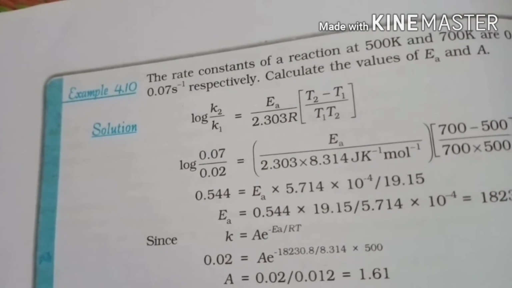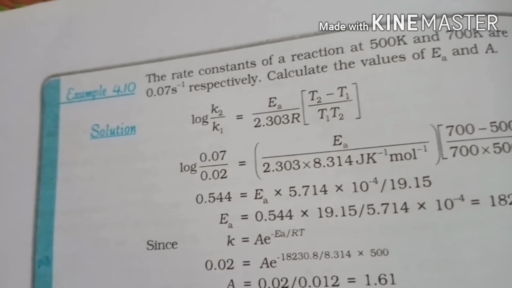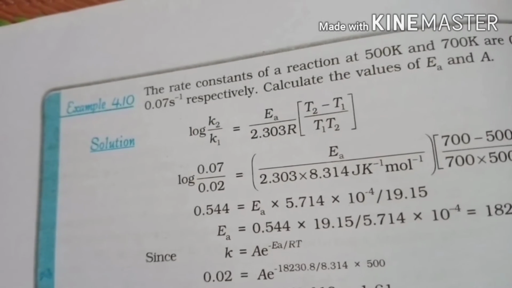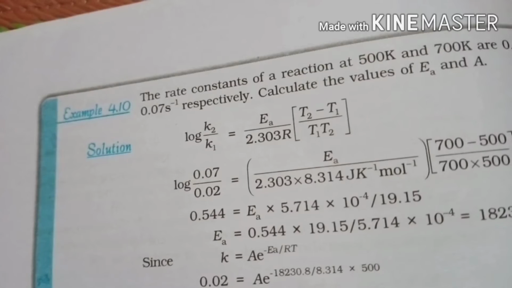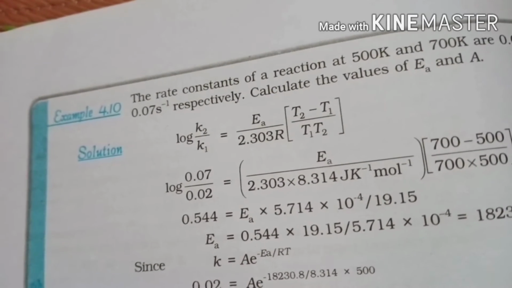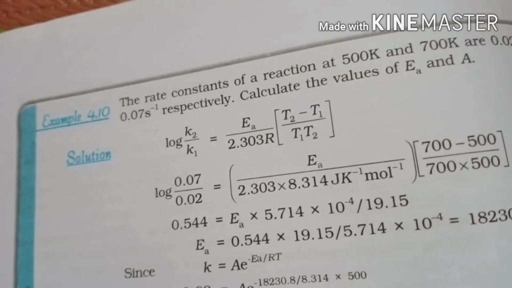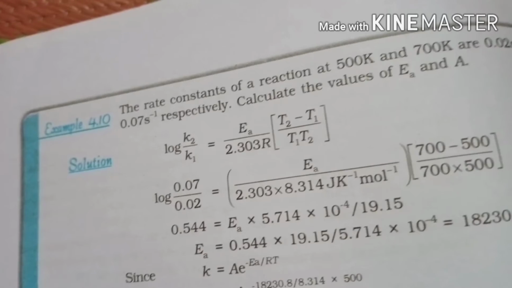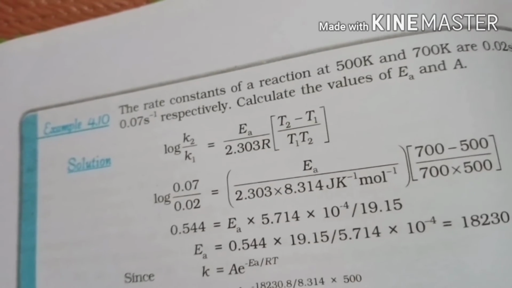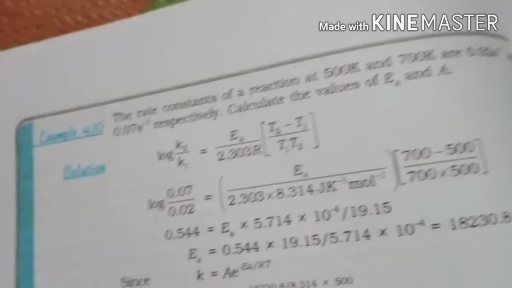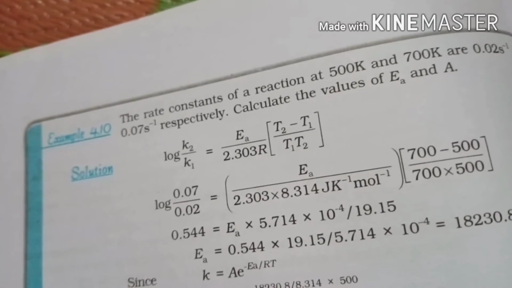So the K value here is 0.02, then A e to the power minus 18230.8 divided by R, that is 8.314, T means at 500 Kelvin. So substituting this value, you will get A equal to 1.61. So this is what we have here.